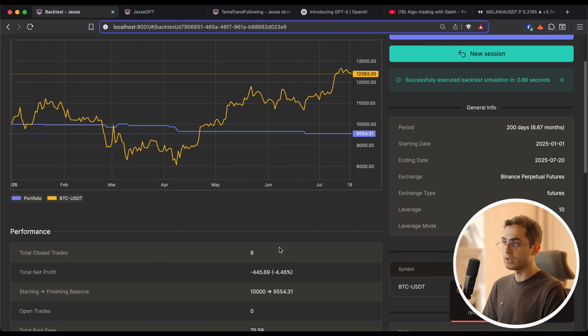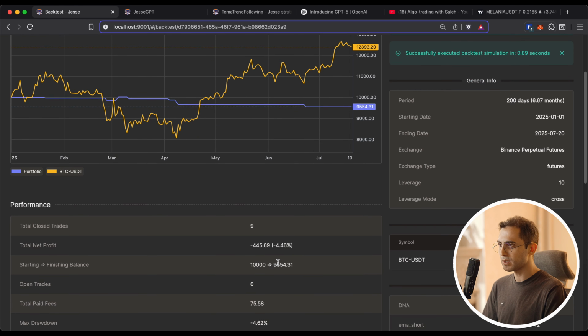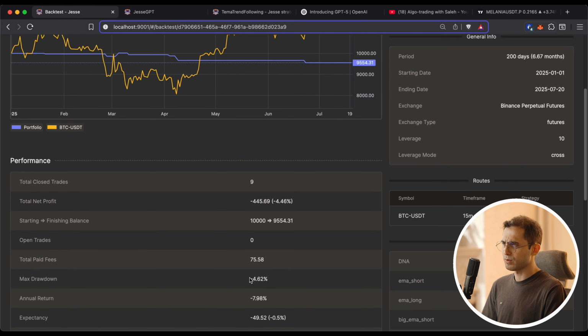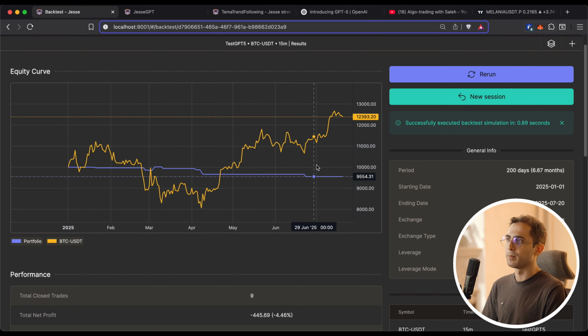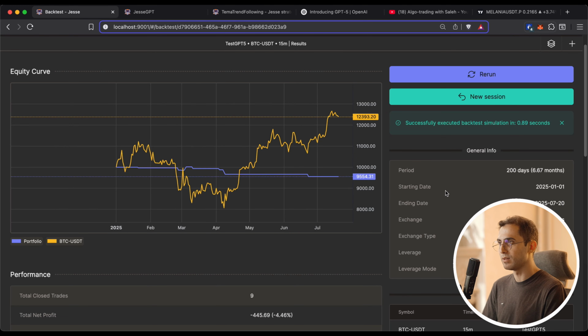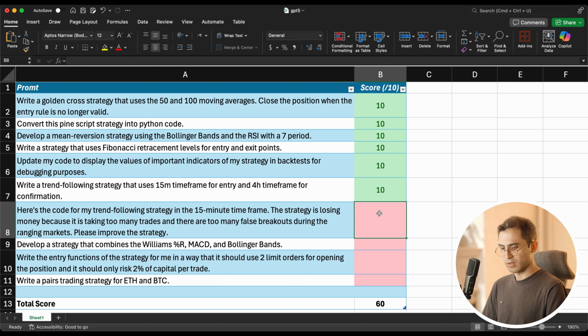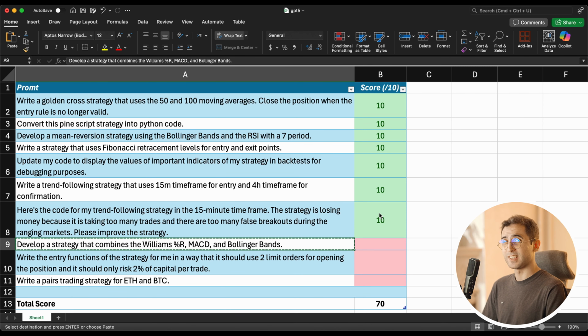There we go. So now it only took 9 trades instead of that many, and it's not losing as much. The drawdown is also pretty good. Okay, so it's not profitable, but it didn't take as many trades, and I really like the filters that it defined. Okay, so this is another perfect 10, and guys, this is GPT-5 mini, not the bigger model.